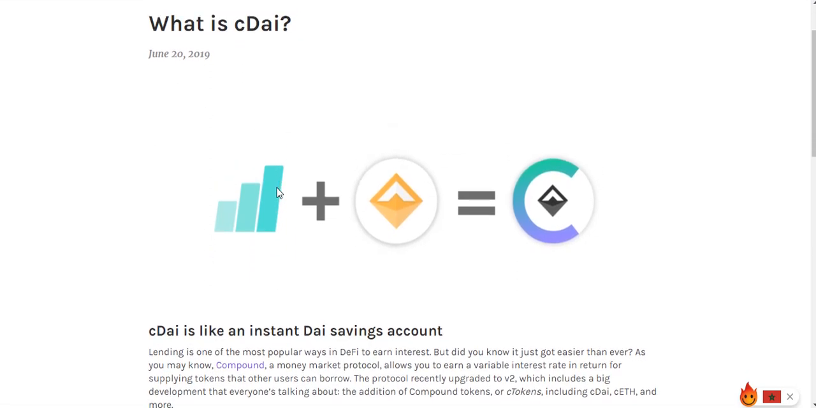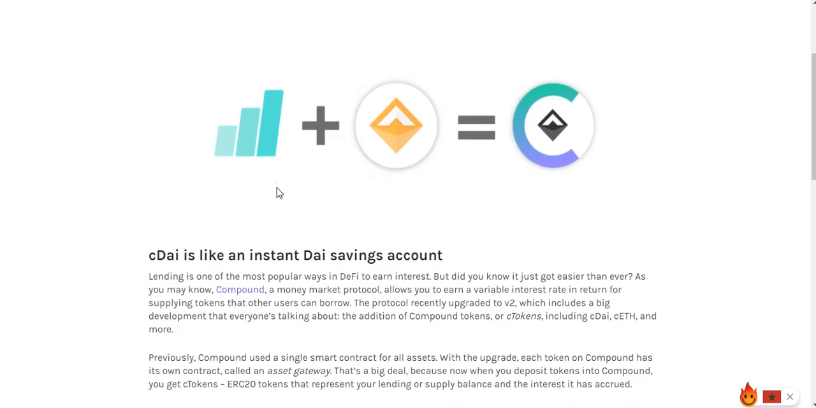So this article is available on DeFiPost.com/blog/what-is-cDai, and it was released June 20th of 2019. This is a new player to the party in the world of not only blockchain and cryptocurrency, but decentralization of the financial world. It goes on to state, cDai is like an instant DAI savings account. Lending is one of the most popular ways in DeFi to earn interest. But did you know it just got easier than ever?